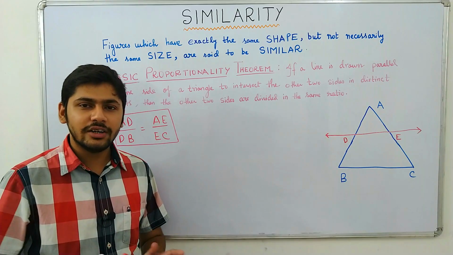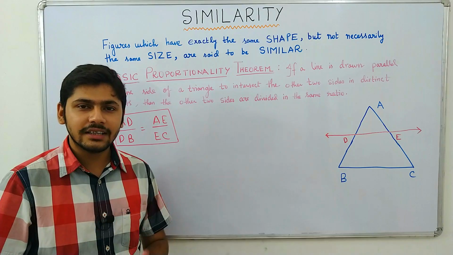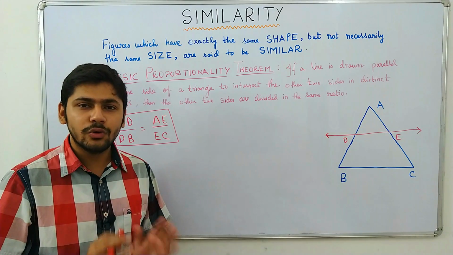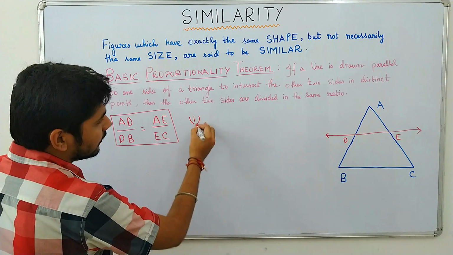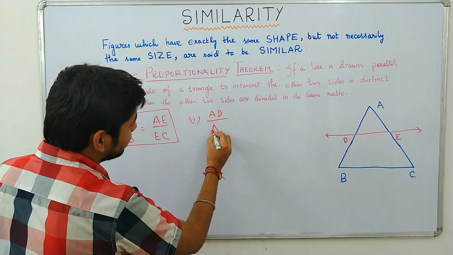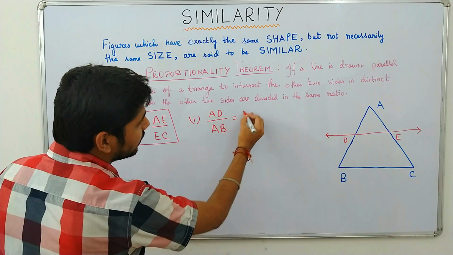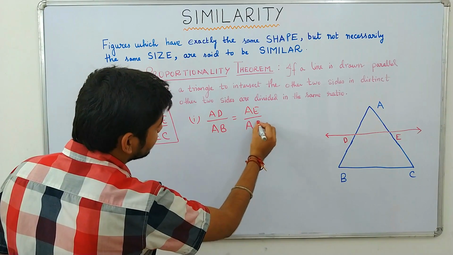Now the proof is not in your syllabus, so no need to do the proof, but there are a few deductions that we need to do. We will do two deductions. Let's do them. First of all, we will have AD divided by AB is equal to AE divided by AC.